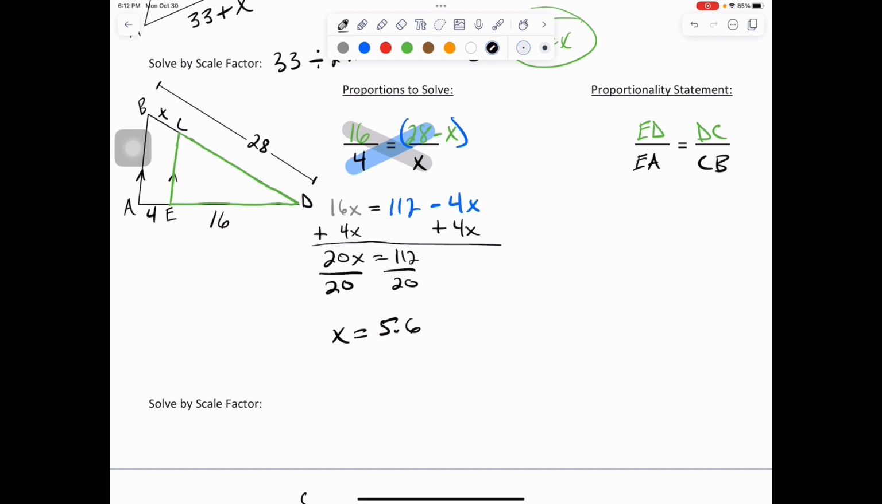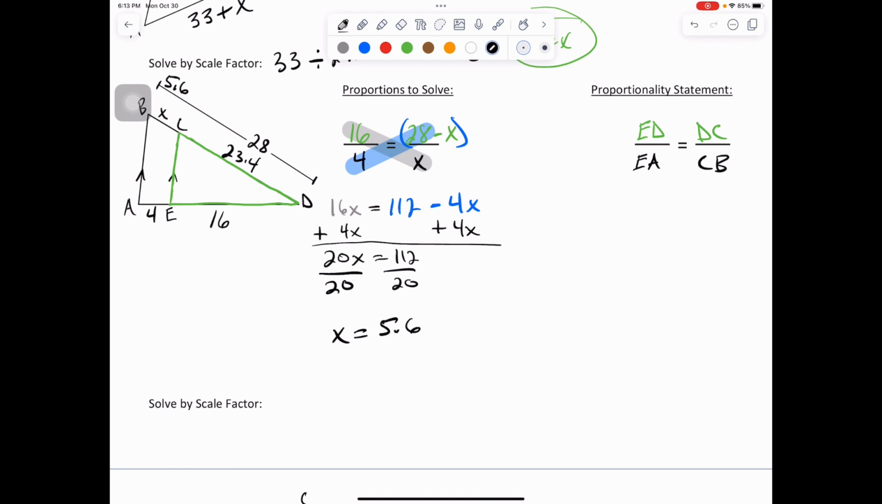Now keep in mind, if this part equals 5.6 and that total is 28, what could we do to find DC? Exactly. If we know we set it up as 28 minus x, well, we could just do 28 minus 5.6, which would give us 23.4. All right.